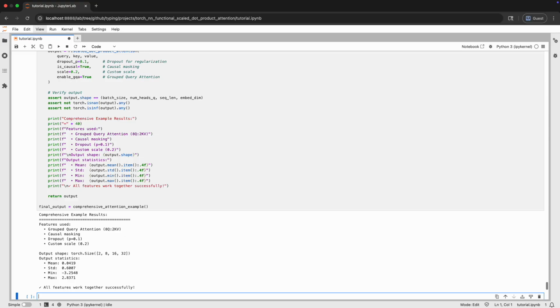Excellent! Our comprehensive example successfully combines all the advanced features we've learned. We're using grouped query attention with an 8:2 ratio, causal masking, 10% dropout, and a custom scale of 0.2. The output statistics show reasonable values with mean near 0 and standard deviation around 0.6. This demonstrates that all these features, GQA, causal masking, dropout, and custom scaling, work together harmoniously in the scaled dot product attention function.